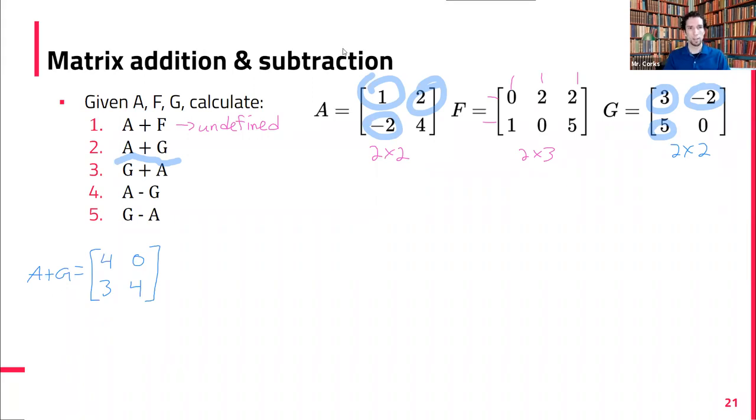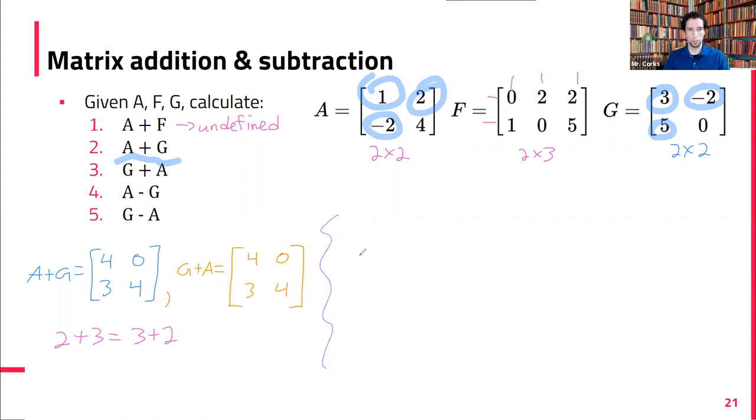All right, let's look at another one. Let's look at question 3 here. G plus A. What do you think the result will be? The same. Okay, so 4, 0, 3, and 4. This should not be surprising because 2 plus 3 is the same as 3 plus 2. With addition, we can switch the order and nothing changes. All right, 2 more examples here.